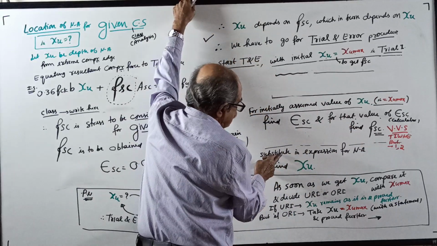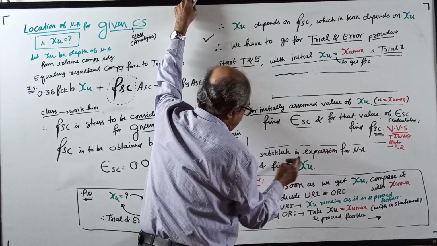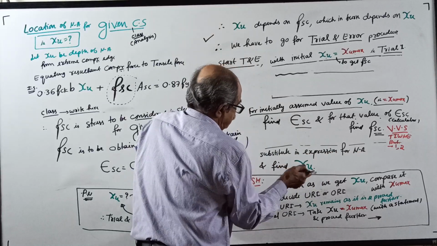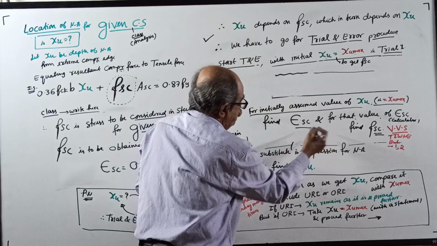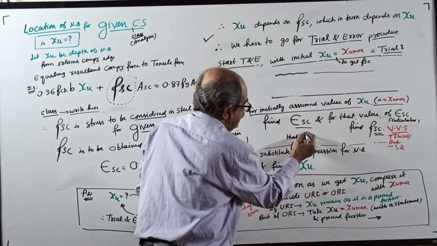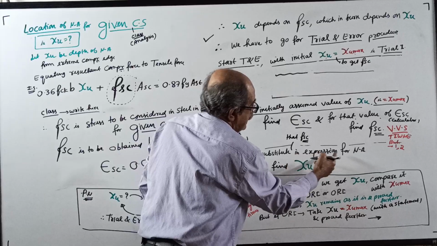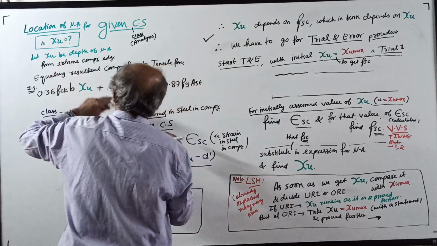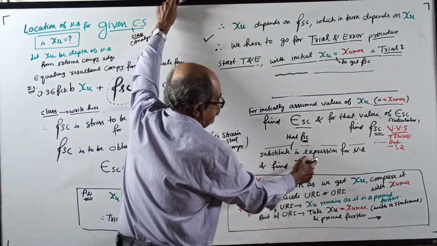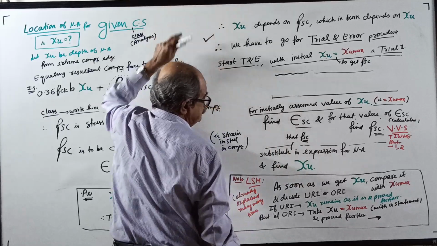Now find FSC. Now, substitute in the expression for neutral axis. Substitute which one? That FSC which just now we got, FSC in the expression for neutral axis, and find the value of xu.